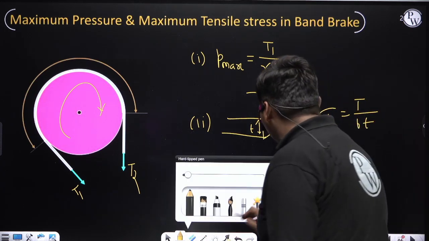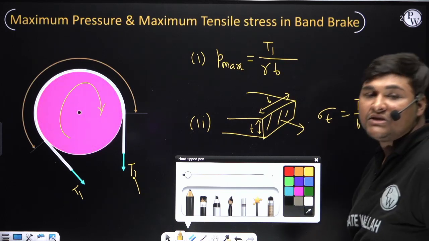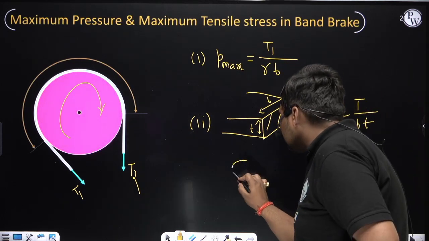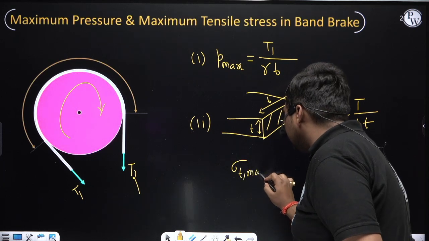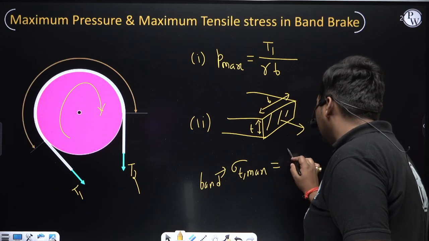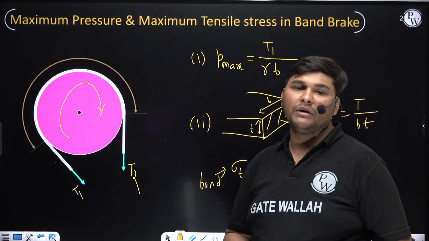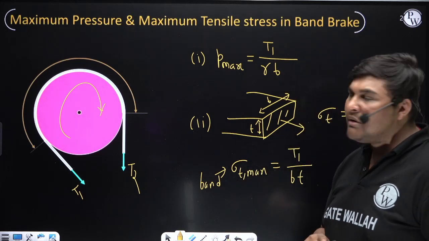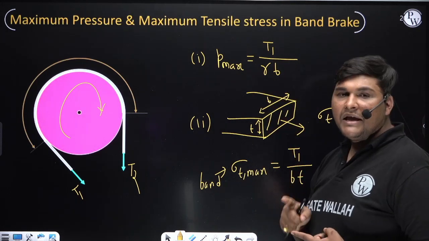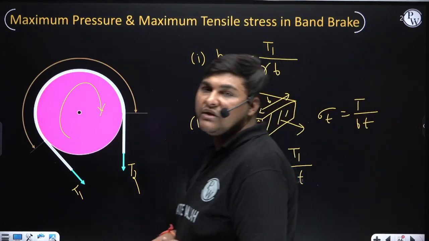But if we want to calculate maximum tensile stress, we will take maximum tension, and maximum tension is T1. So the maximum tensile stress in the band will be T1 divided by BT. These two relations are important; you can remember them. First relation, maximum pressure will be T1 upon RB. Second, maximum tensile stress will be T1 upon the cross section area of the band, that is width into thickness.